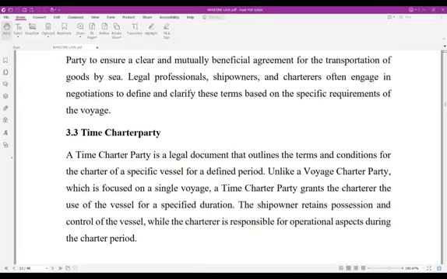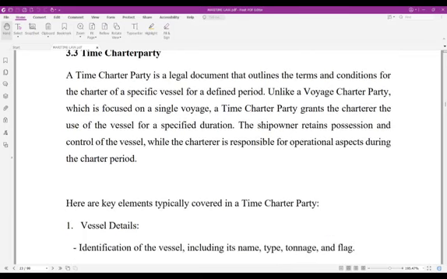It went further to say that unlike a voyage charter party, which is focused on a single voyage, a time charter party grants the charterer the use of the vessel for a specified duration. Therein, the ship owner retains possession and control of the vessel, while the charterer is responsible for operational aspects during the charter period.